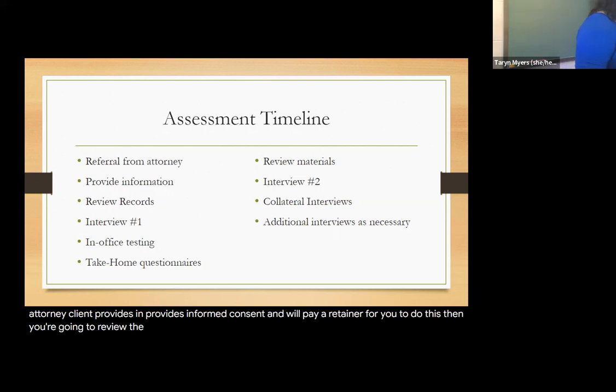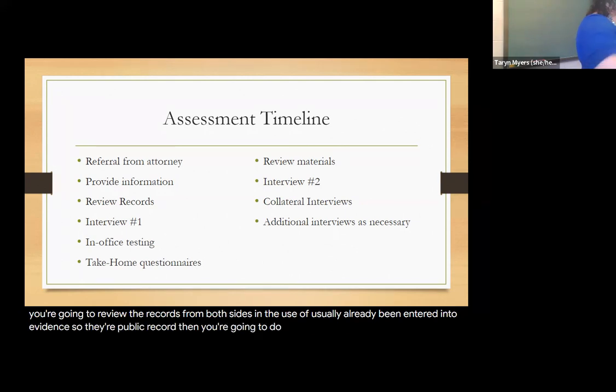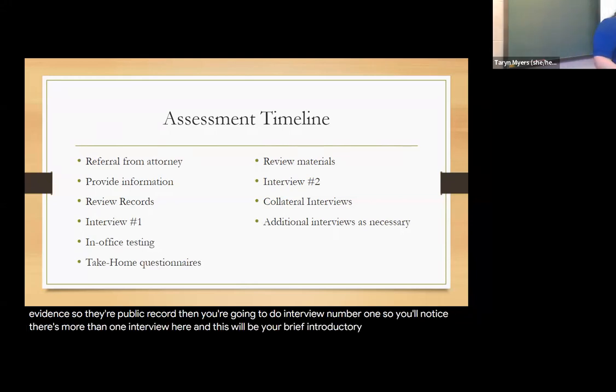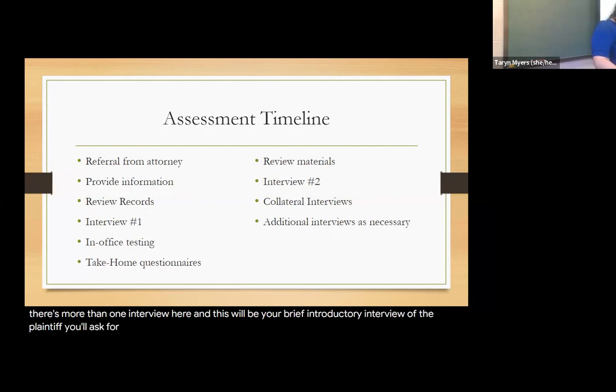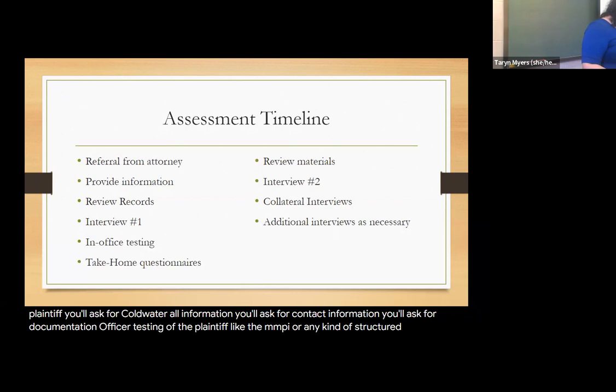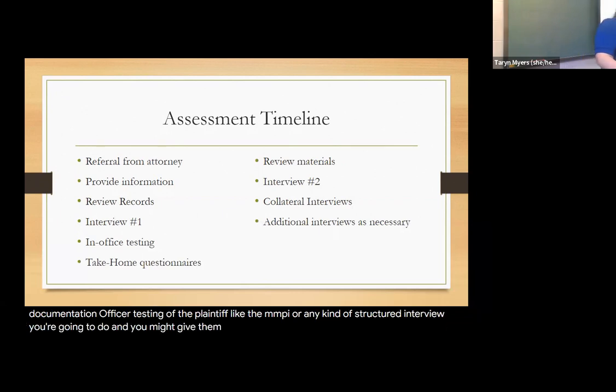Then you're going to review the records from both sides. These have usually already been entered into evidence, so they're public record. Then you're going to do interview number 1. So you'll notice there's more than one interview here. And this will be your brief introductory interview of the plaintiff. You'll ask for collateral information. You'll ask for contact information. You'll ask for documentation. You'll do in-office testing of the plaintiff, like the MMPI or any kind of structured interview you're going to do. And you might give them history questionnaires to take home and fill out in more detail.